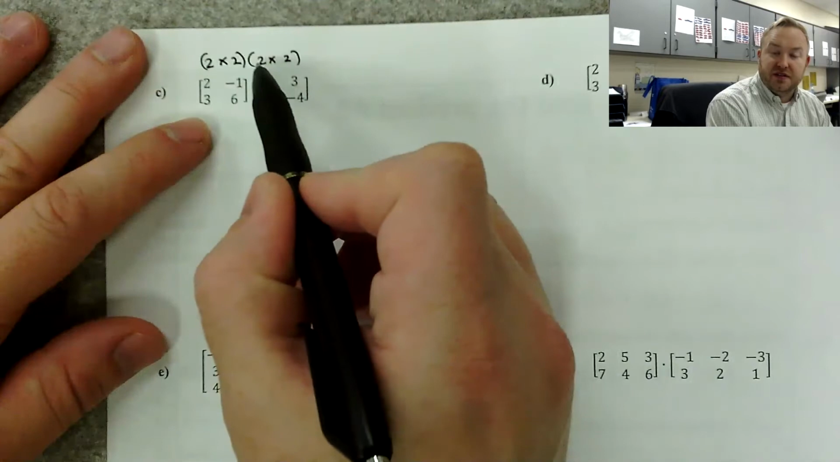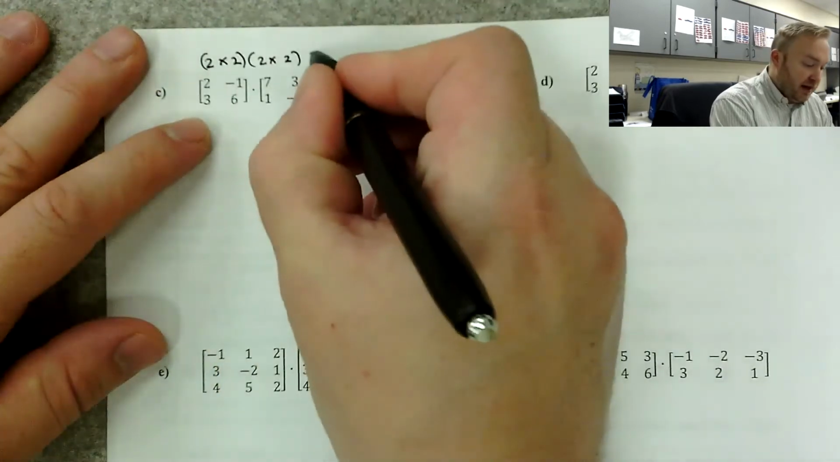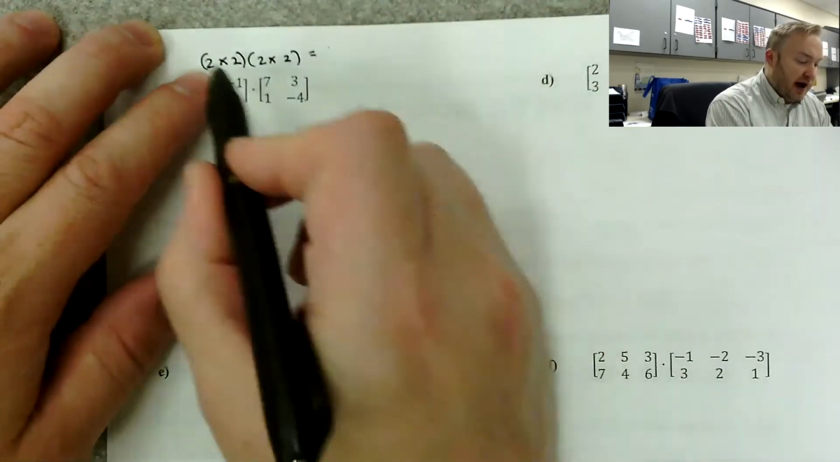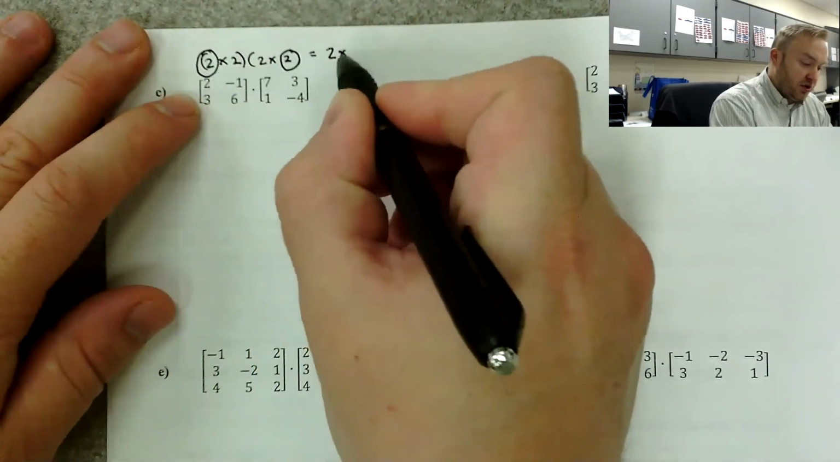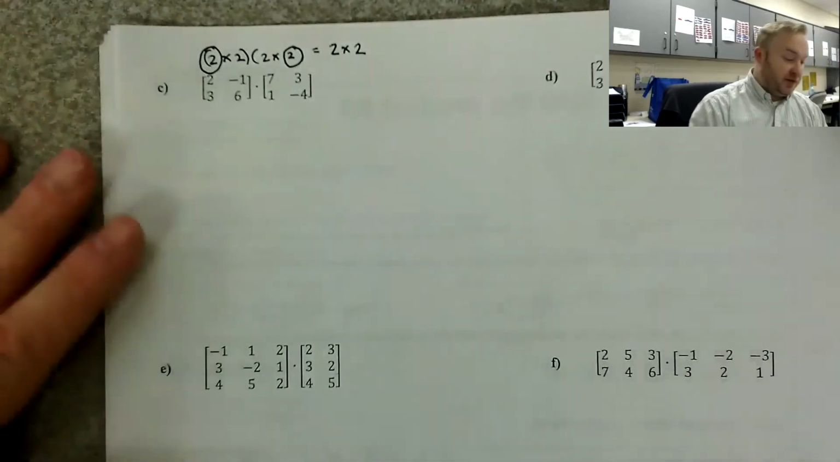The 2's in the middle are the same. So we will be able to multiply these. And when we do, our answer will have 2 rows and 2 columns. So our answer is also going to be a 2 by 2.